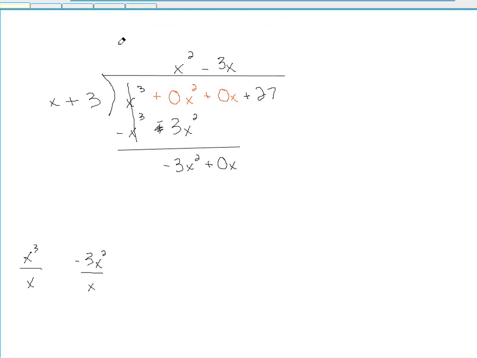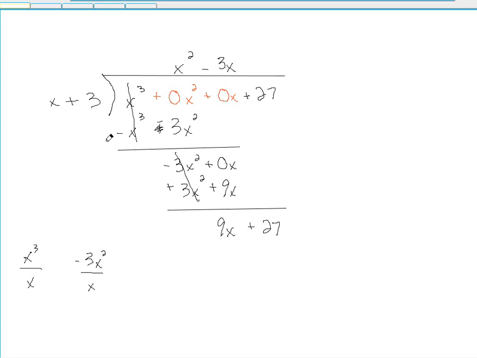Now take that negative 3x and multiply it back against both of the terms in the divisor. Negative 3 times x is negative 3x squared. Negative 3 times a positive 3 is a negative 9x. Step 3, subtract, which means change signs. They both become positive. These cancel out. I'm left with a positive 9x. Bring down the next term, which is a 27.